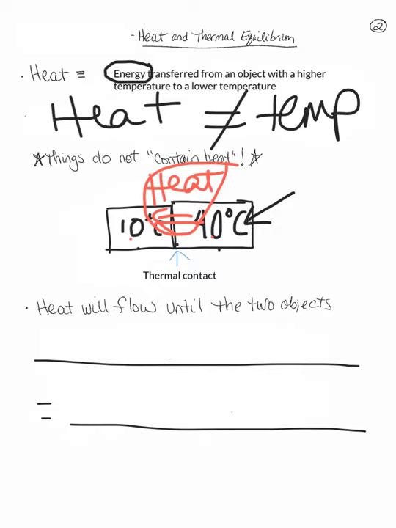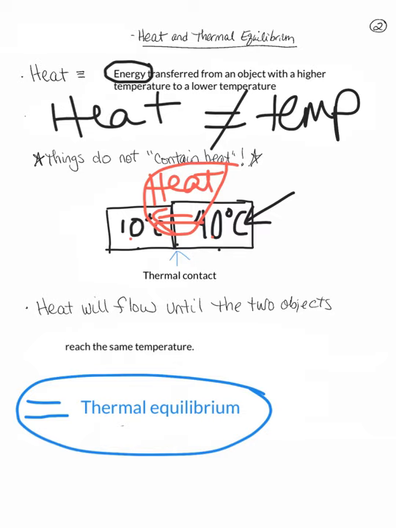But when will heat stop? Heat will flow until they reach the same temperature. At that point, heat doesn't flow, because what is heat? It's energy going from an object with a higher temperature to a lower temperature. Well, if they're at the same temperature, then heat won't flow. And that is a very important point. That place that they have just reached is called thermal equilibrium.